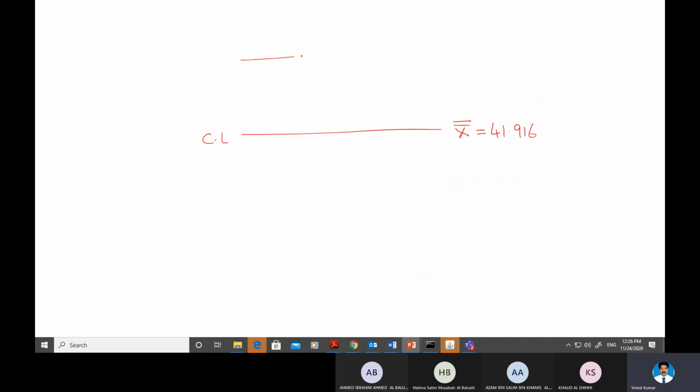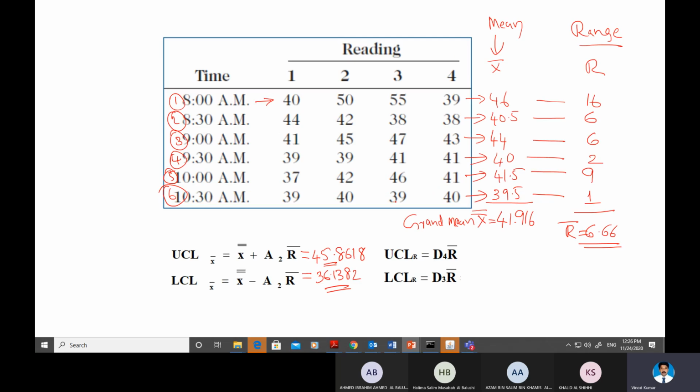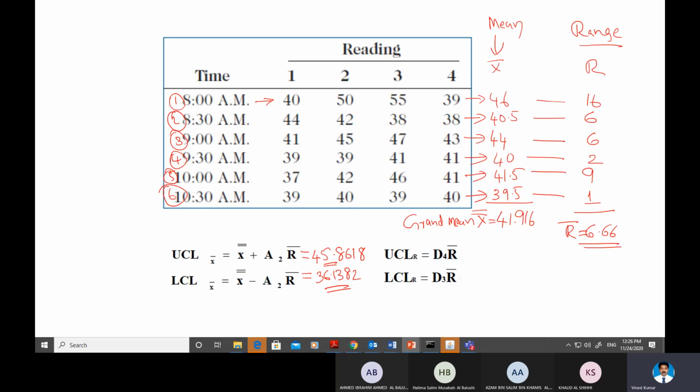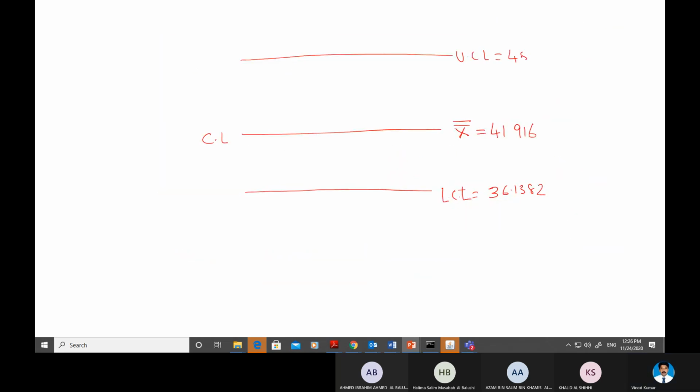And there is an upper control limit and a lower control limit. Lower control limit is 36.1382, and upper control limit is equal to 45.8618. Please cross check the values. I don't have the answer. That's why I'm telling you.